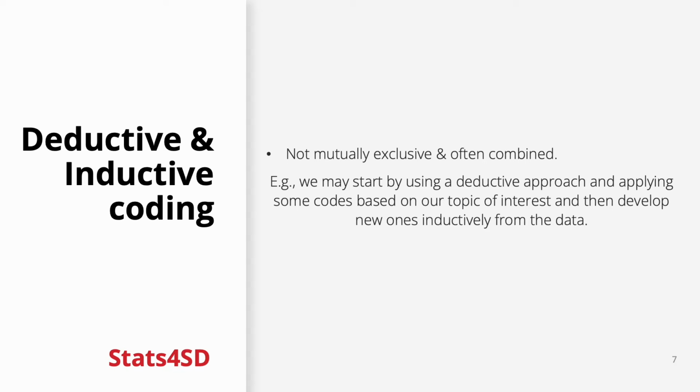It is important to note that the two approaches are not mutually exclusive and they can often be combined. For instance, we could start by using a deductive approach by applying some codes based on our topic of interest and then develop new ones inductively based on recurrent and relevant aspects from the data.